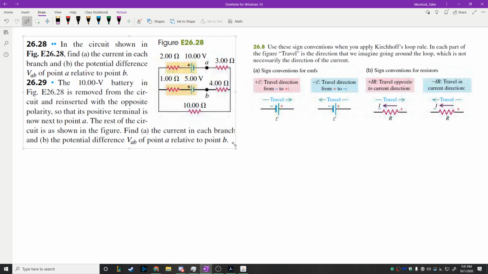You can do the two inner loops. It's up to you. You can either do inner and outer, or you can do inner. Doesn't matter. Just pick 2 loops, whichever ones you want. Make sure it's a closed loop.